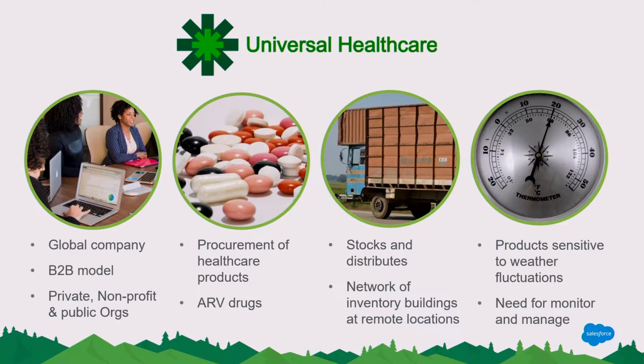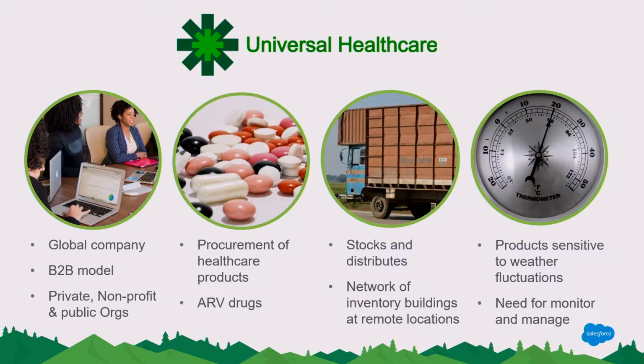So one of the life-saving drugs, as you all know, is the antiretroviral drugs that typically are used for HIV/AIDS treatment. Now, the way they work is that they stock all of the medicines in a network of inventory buildings, and this could be really at remote places. So it's difficult to have resources like air conditioning and many other controlled environments. So the products, as you can imagine, are very expensive and are prone to weather fluctuations.